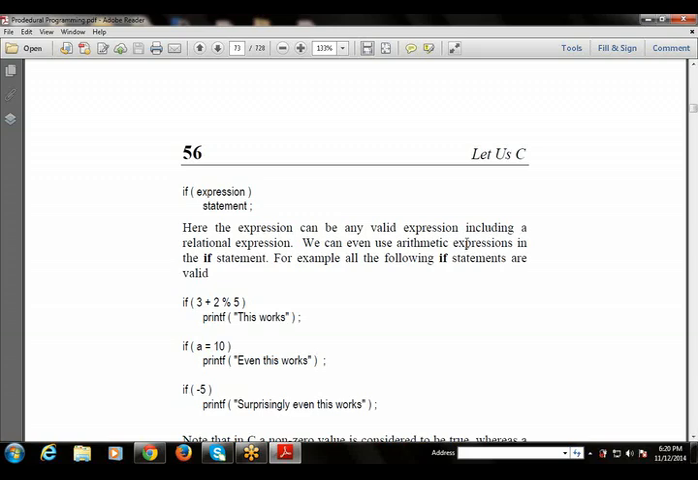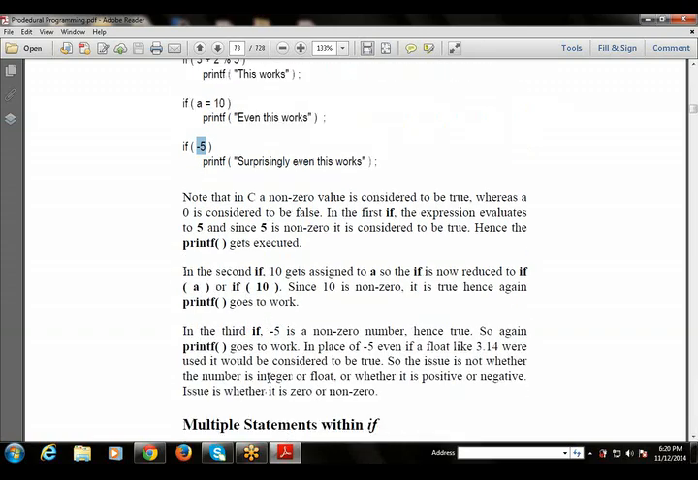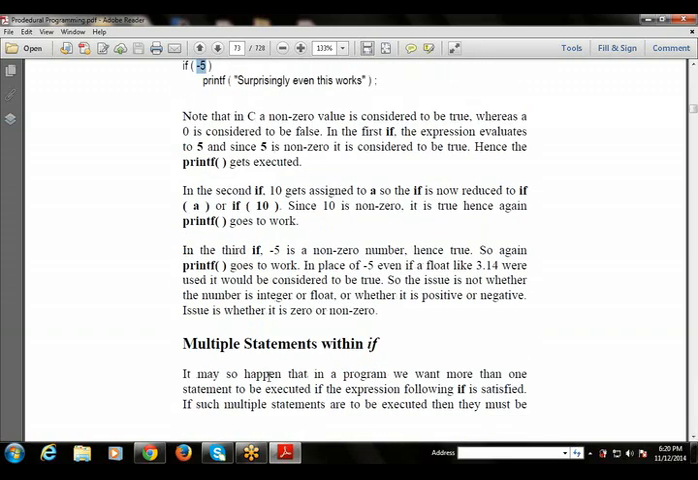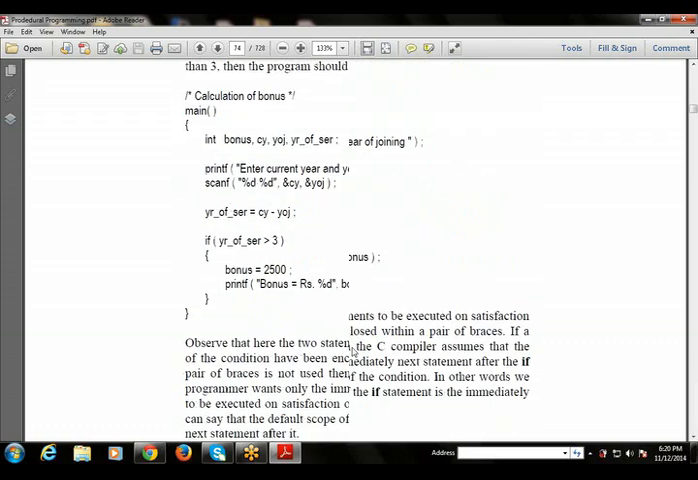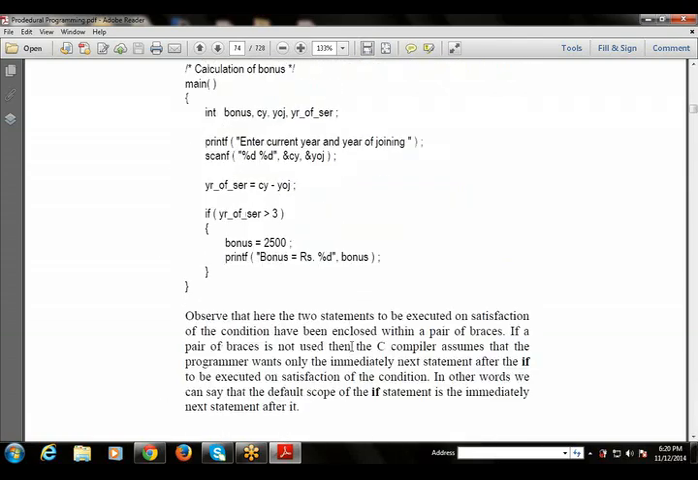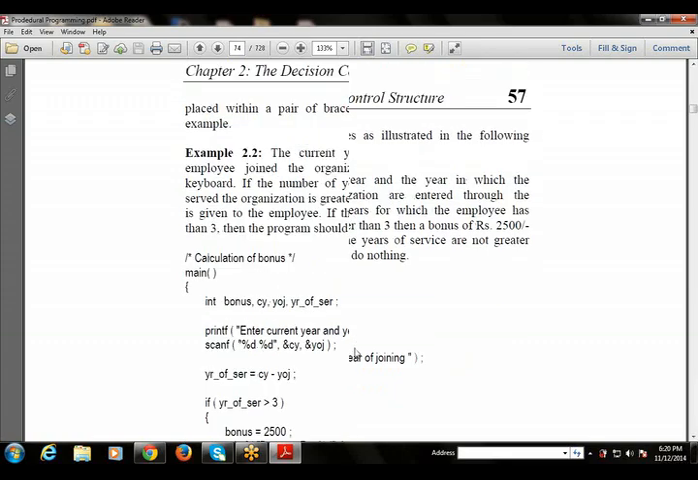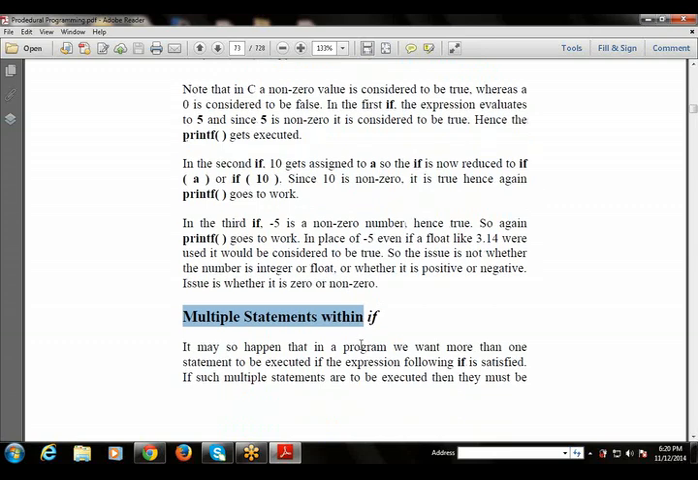We can even use arithmetic expressions in the if statement. For example, the following if statements are valid. This is also valid: if 3 plus 2 divided by 5. This works, this also works. Now, next is multiple statements within the if, that is, how to use multiple statements within the if, and how to use one if within another if.